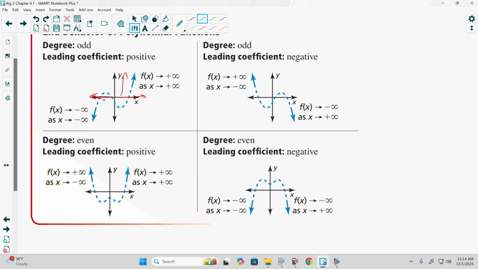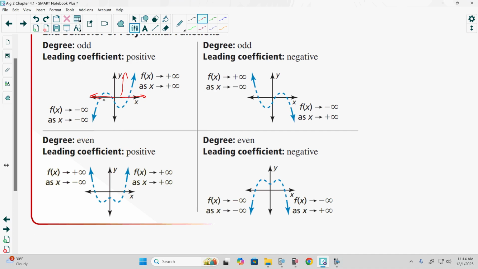Even degree. If the degree is even, that tells us that the end behavior is going to go in the same direction. They're either both going to go up or they're both going to go down. Eventually, both ends of the function are going to go up or both ends of the function are going to go down. There can be a whole lot of up and down in the middle, but eventually they're both going to go up or they're both going to go down.